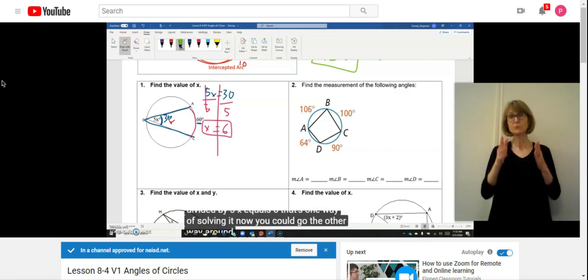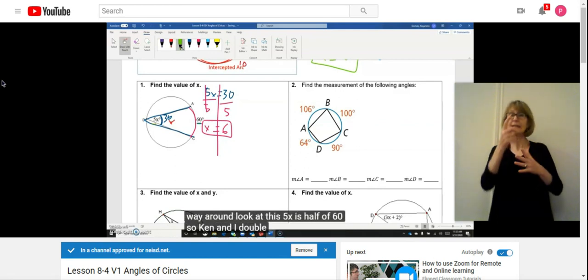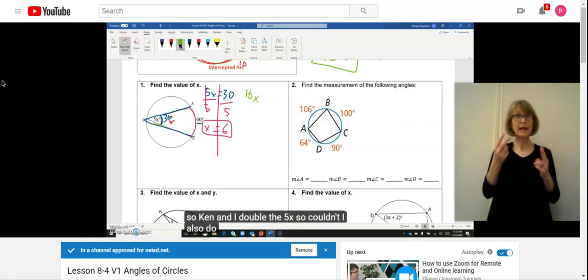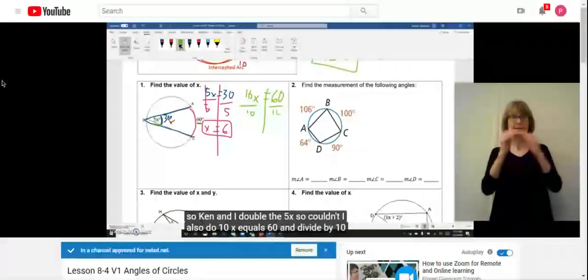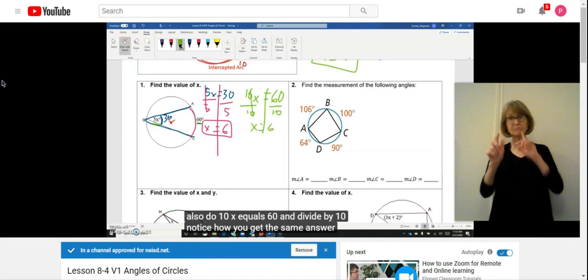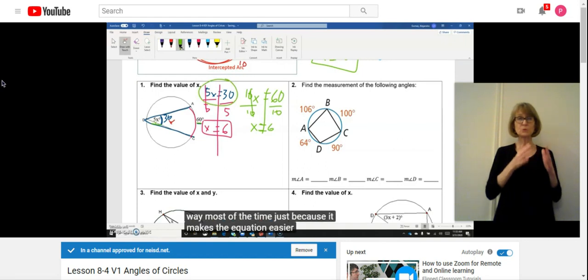Now you could go the other way around. Look at this. 5x is half of 60. So couldn't I double the 5x? So couldn't I also do 10x equals 60 and divide by 10? Notice how you get the same answer. Okay, but I'm going to go ahead and do it this way most of the time just because it makes the equation easier to work with.